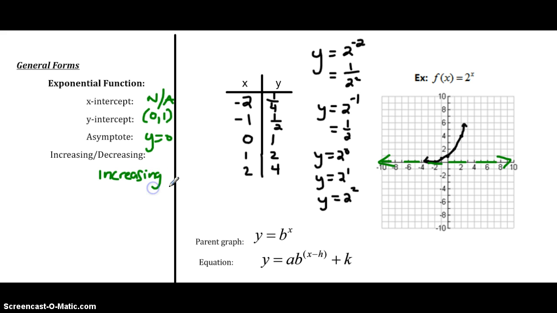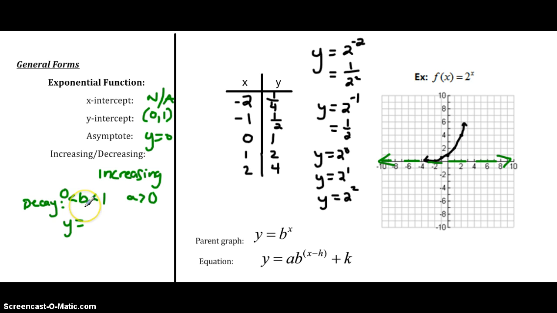If it was decay, then our base would be a number between 0 and 1, and our a value would be greater than 0. So an example of a decay would be y equals 1/2 to the x power, and it would look like this. And remember, decay, an example you've probably seen in science, is talking about half-life. Half-life of a radioactive substance is the amount of time it takes for half of the initial amount of the substance to disappear as a result of decay.